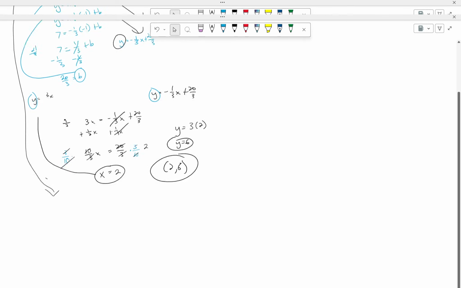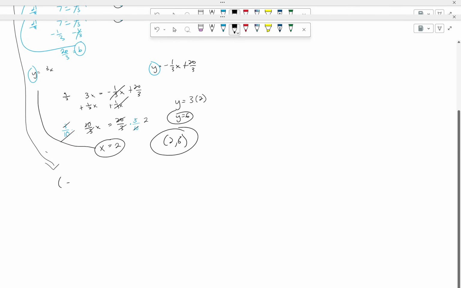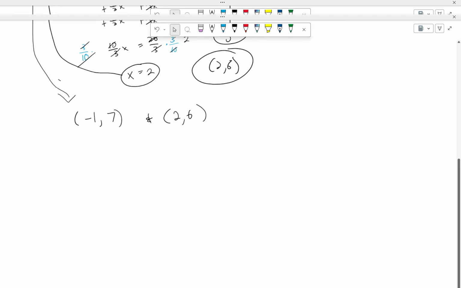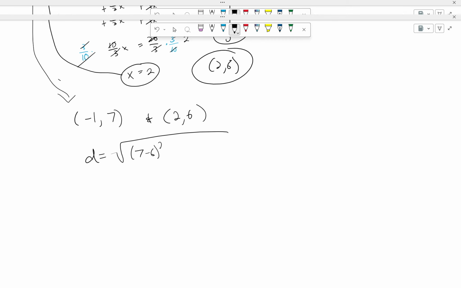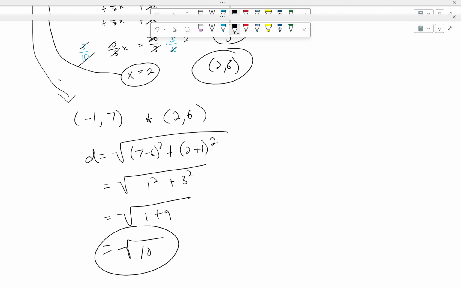Okay? So we're going to find the distance between (-1, 7) and (2, 6). So d is going to be equal to the difference of my y's, 7 minus 6, squared, plus the difference of my x's, 2 minus negative 1, squared, which is going to be the square root of 1 squared plus 3 squared, which is the square root of 1 plus 9. Or, as I already knew what my answer was going to be, it's going to be rad 10.